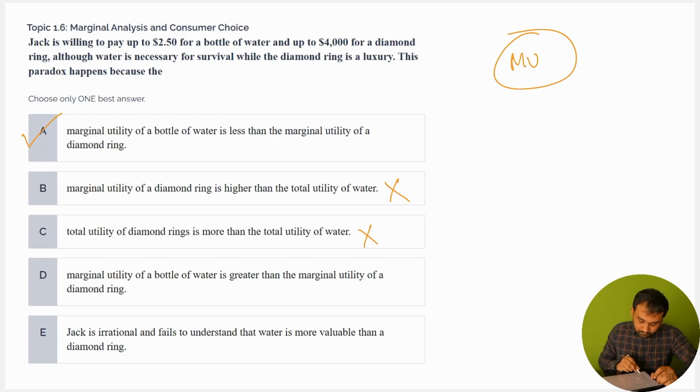All right. Marginal utility of a bottle of water is greater than the marginal utility of a diamond ring. If this was true, then you would be willing to pay more for the water, not less than the diamond ring. Lastly, Jack is irrational and fails to understand that water is more valuable than a diamond ring. Now, you can make that argument, but in general, in economics, we assume that people are acting rationally. So therefore, this is not the right answer because we do have an explanation why even a rational person may be willing to pay more for a diamond ring than a bottle of water, and it all has to do with the relative marginal utility.